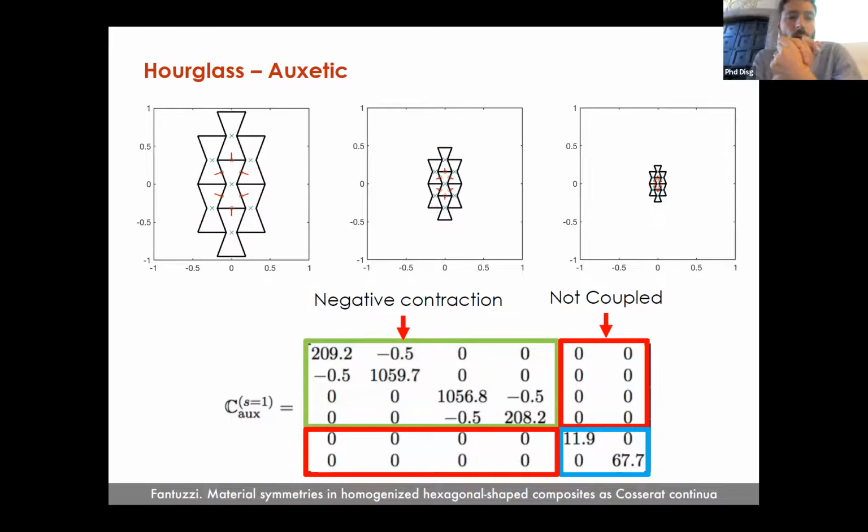Let's go to the hourglass shape. So now we have an auxetic behavior. As you see, we have negative contraction, so an auxetic effect, but also orthotropic behavior because directions 1 and 2 are different. This is due to the shape of the tile, because in this direction the shape is narrow, and in the other direction it is larger. Different scales, and also a scale effect due to the D matrix, and uncoupled behavior, as we already mentioned.